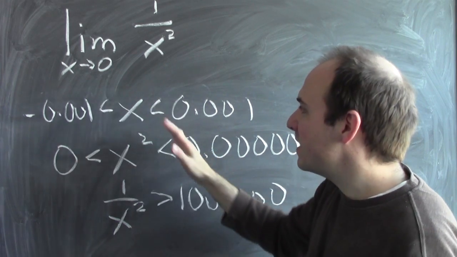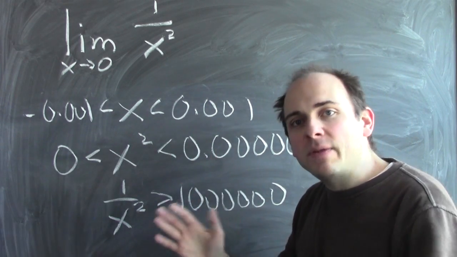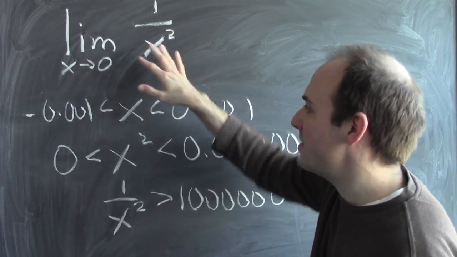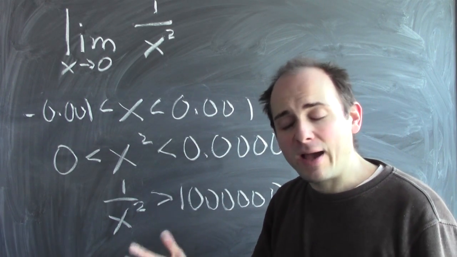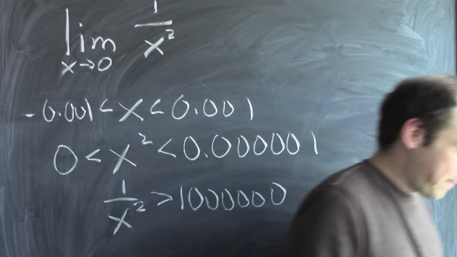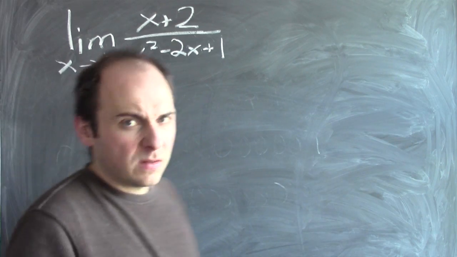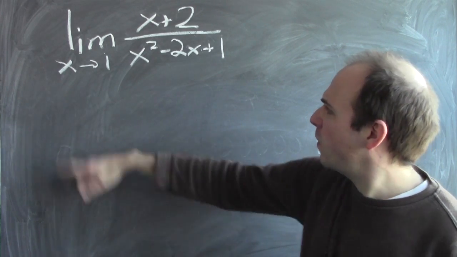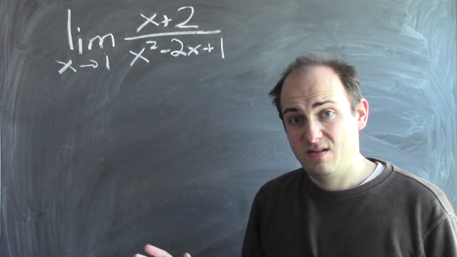Now, this example is at once maybe too complicated because I've got some explicit numbers in here, and maybe this formula is not complicated enough to really get a sense of what's going on. Let's look at a slightly more complicated function. So what's the limit of x plus 2 over x squared minus 2x plus 1 as x approaches 1?